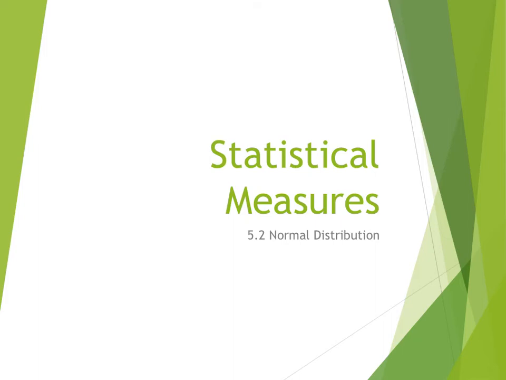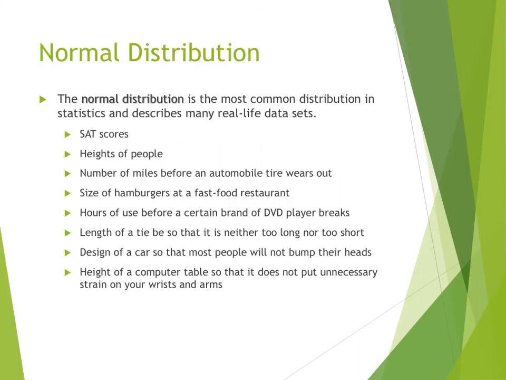To finish out chapter 5, we're going to look at section 5.2, which is the normal distribution. The normal distribution is the most common distribution in statistics and describes many real-life data sets. Below you can see a list of examples. Just a couple to mention are SAT scores and heights of people.